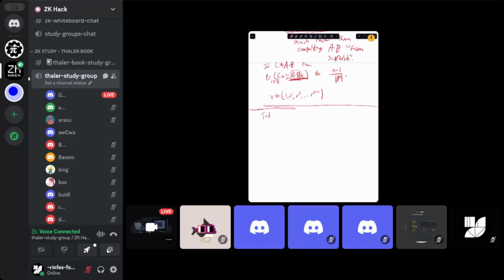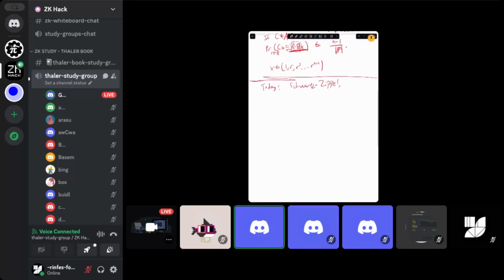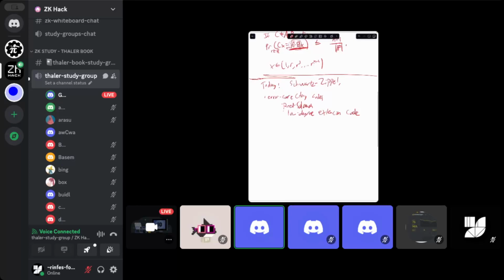So today, I want to cover the Schwartz-Zippel Lemma, and I'll say what that is in a moment. I want to discuss a little bit about error correcting codes, especially something called the Reed-Solomon code and something closely related called the low degree extension codes. Actually, sometimes these are used as synonyms for each other. And then I'll talk about univariate Lagrange interpolation.